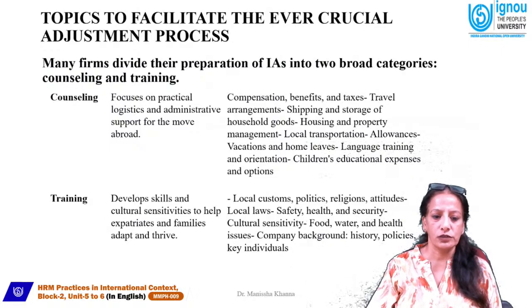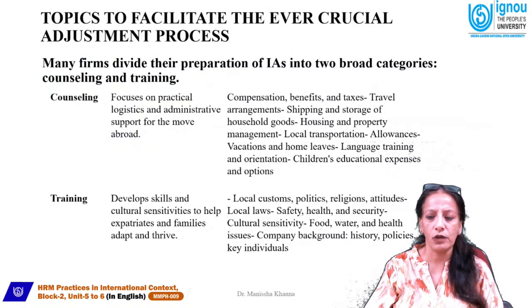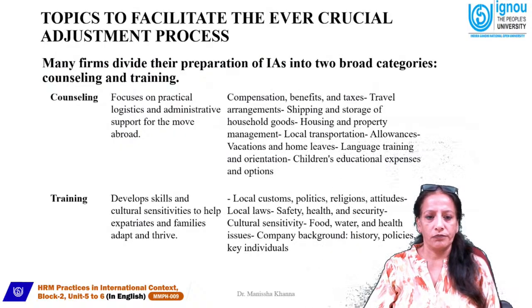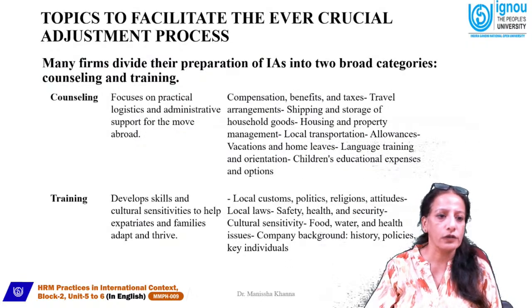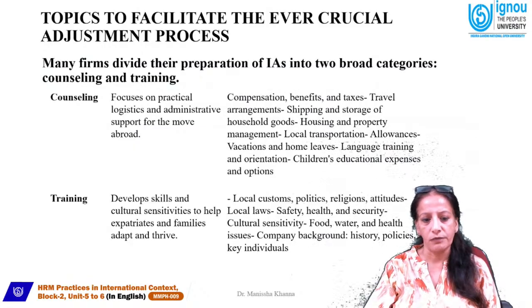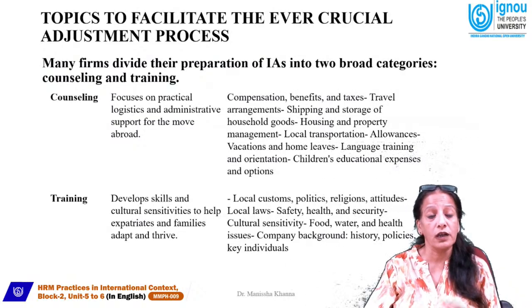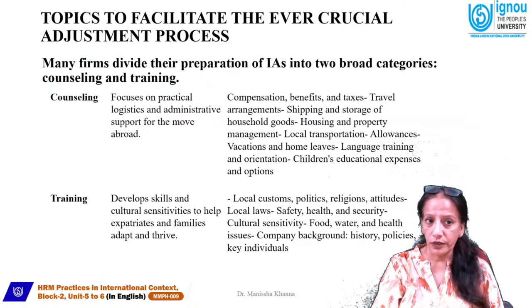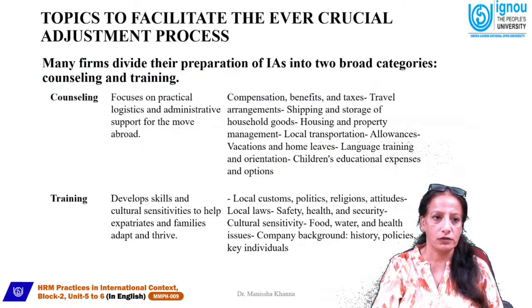Training is all about developing skills, and counseling is when they are talking about the travel arrangements, or one-to-one support, or maybe a local person is assigned to them for language training or vacations, or the logistics part, the housing, the property management, or even their children's education options and expenses. Whereas training refers to the policies, the attitudes, the health and safety adjustments, the security, the cultural sensitivity, the company and organization background, their history, their policies, their strategies, and so on.